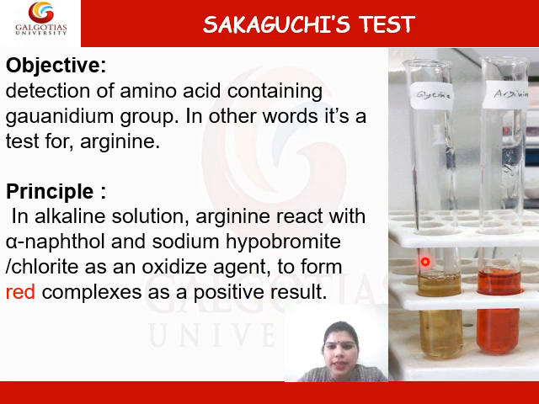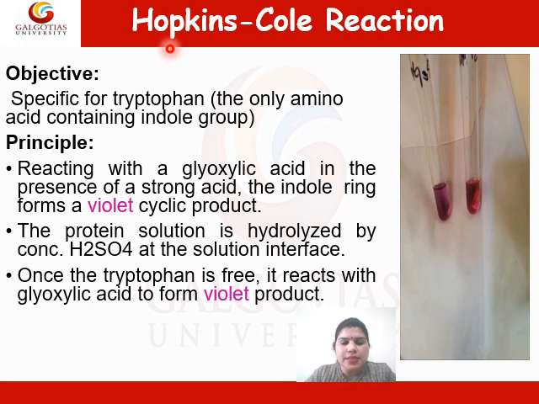This is the result. This is the test performed for the glycine and test performed for the arginine. Arginine amino acid gives red complexes as a positive. The next test used for identification of amino acid is Hopkins-Cole reaction. This test is specific for tryptophan, the only amino acid containing indole group.